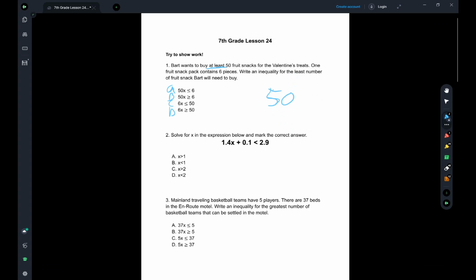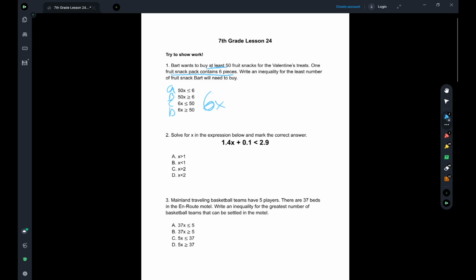Since each fruit snack pack contains 6 pieces, we would have to have 6x, since we need to find out how many he needs to buy in order to have at least 50 fruit snacks. So you have 6x to represent the fruit snack pack, which contains 6 pieces. Now you already found this part, right? So now you know that A and B are wrong because they don't have 6x.